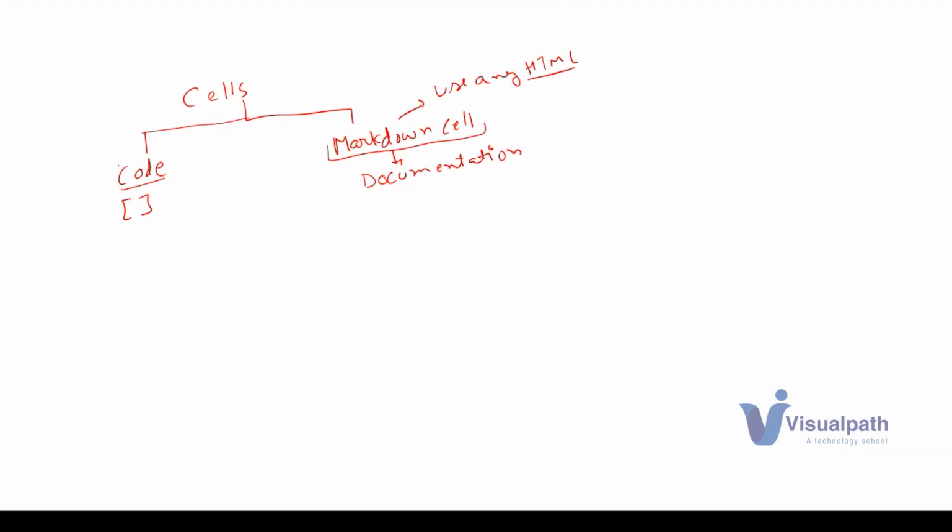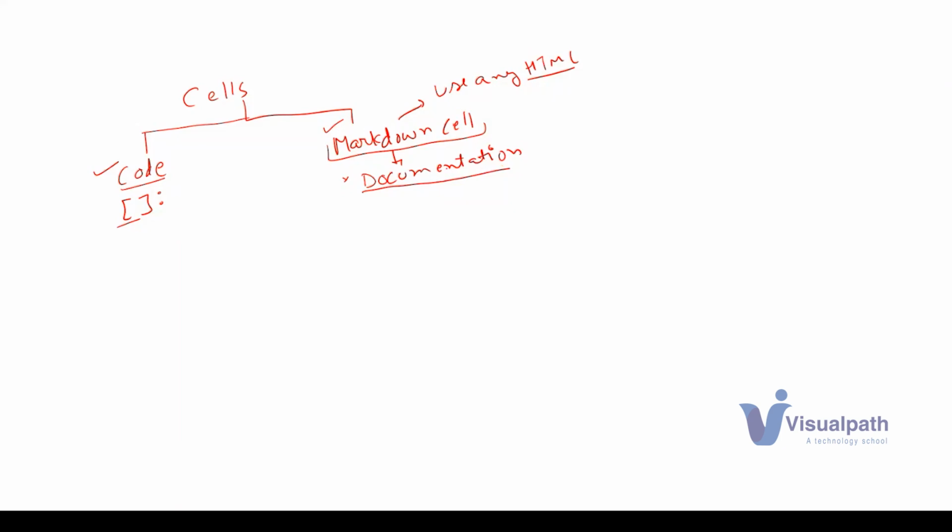Yeah, sure. So cells are of two types: code cell and markdown cell. In the code cell, you write code, your Python code. And to identify if a cell is a code cell or a markdown cell, in a code cell, at the extreme left side, you see open and close square brackets followed by a colon. But for a markdown cell, this symbol does not exist. First point. Second point, with the markdown cell, you write documentation.